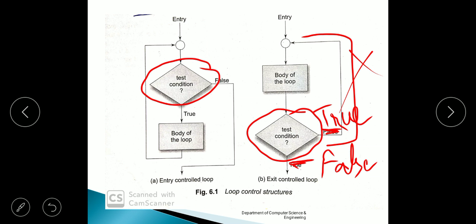Yeah, if the test condition becomes false, then the body of the loop will not be executed again. That's why in exit control loop, at least once the body of the loop will be executed.